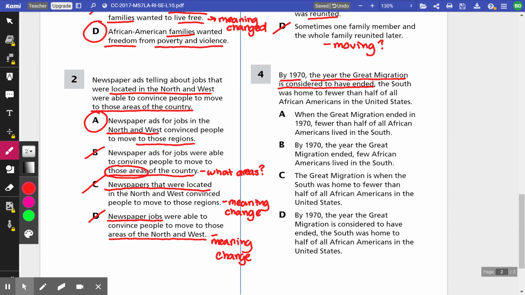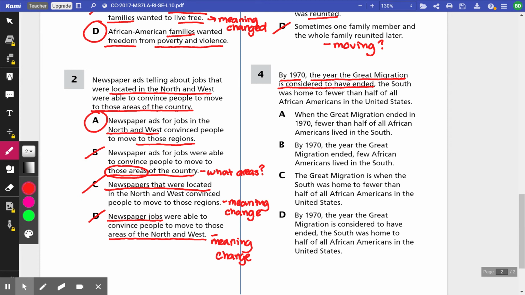Without changing the meaning of the sentence, which is that by that time period, the South was actually home to fewer than half of African Americans in the US. So we can't change that part of the sentence, but we can get rid of some of this wordiness. So let's look at answer choice A.